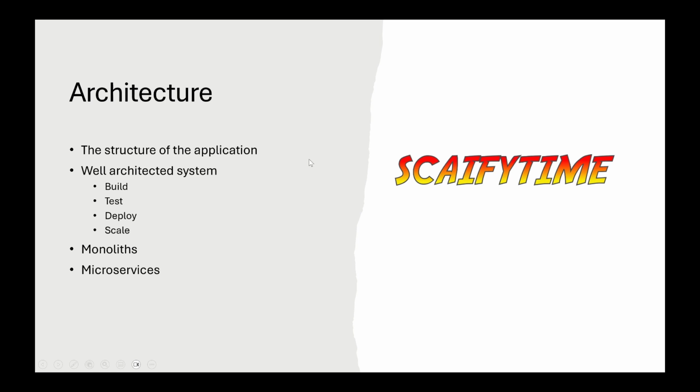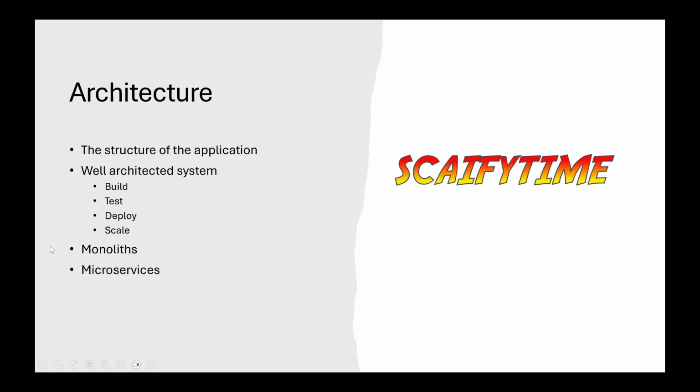So these principles don't just help us to write better code, they also influence how we structure our applications. A well-architected system isn't just about clean code, it's about how easily we can build, test, deploy, and scale it. This is where architectural decisions like monolith versus microservices come into play.